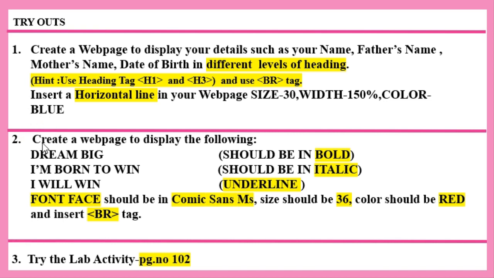Second one, create a web page to display the following. Dream big. This should be in bold. I am born to win. It should be in italic. I will win. Underline this. And font face should be Comic Sans MS. Size should be 36. Color should be red. And insert the BR tag, children. So for this, make use of the font tag.